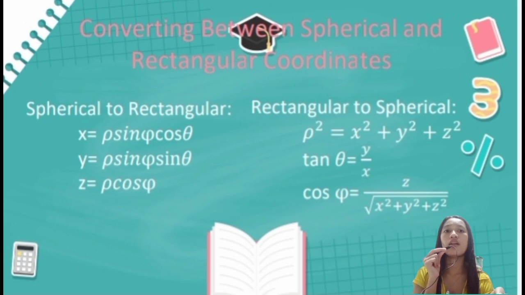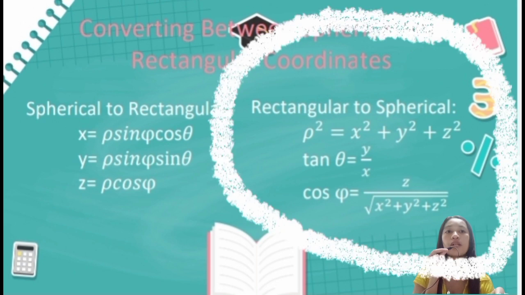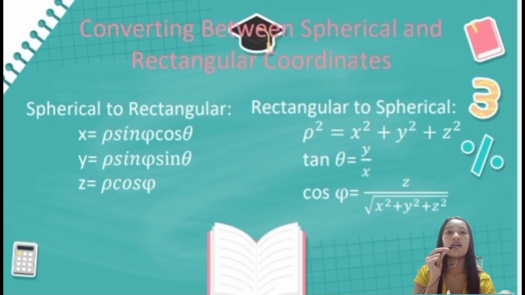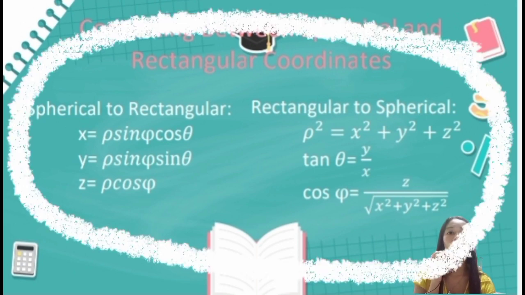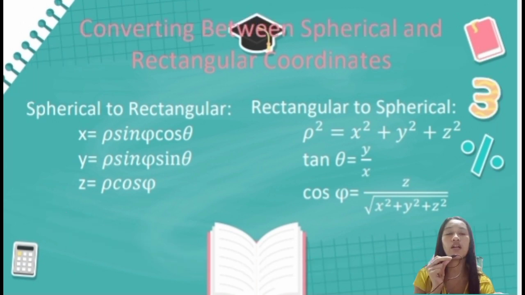When converting rectangular to spherical, rho squared equals x squared plus y squared plus z squared. Tan theta equals y over x. Cosine phi equals z over the square root of x squared plus y squared plus z squared. So these formulas, you need to copy into your notes in order for you to know how to convert between spherical and rectangular coordinates.